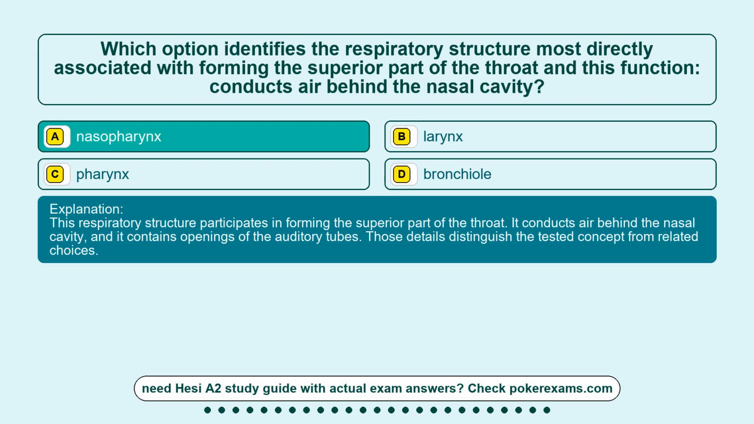This respiratory structure participates in forming the superior part of the throat. It conducts air behind the nasal cavity, and it contains openings of the auditory tubes. Those details distinguish the tested concept from related choices.